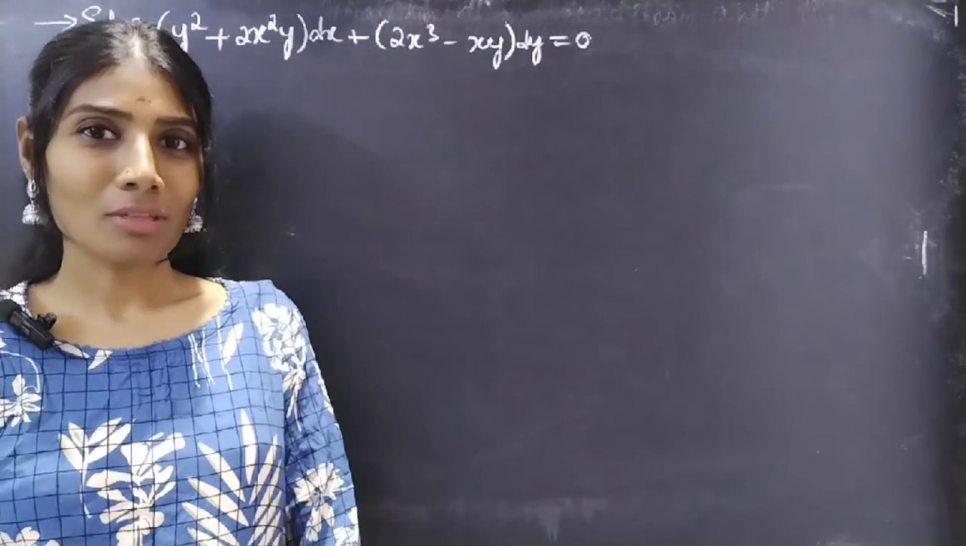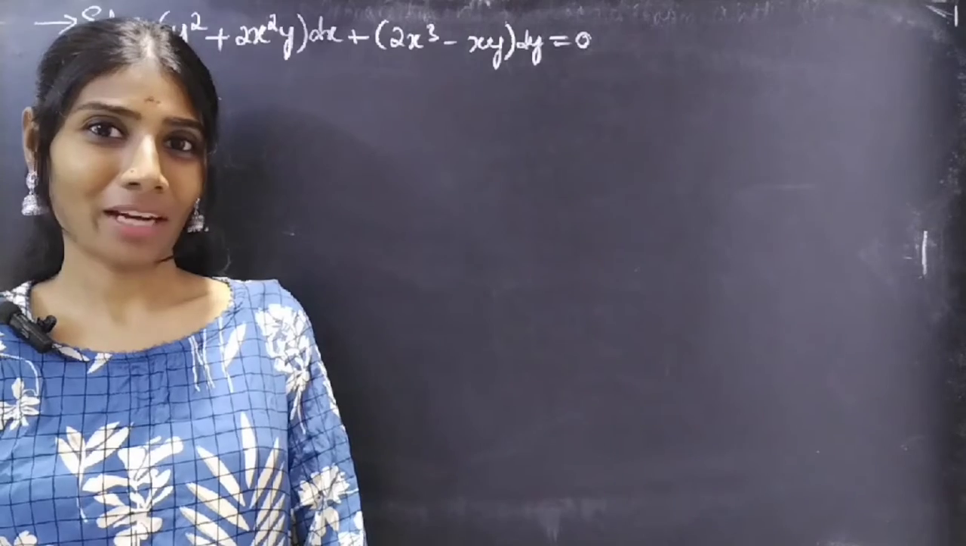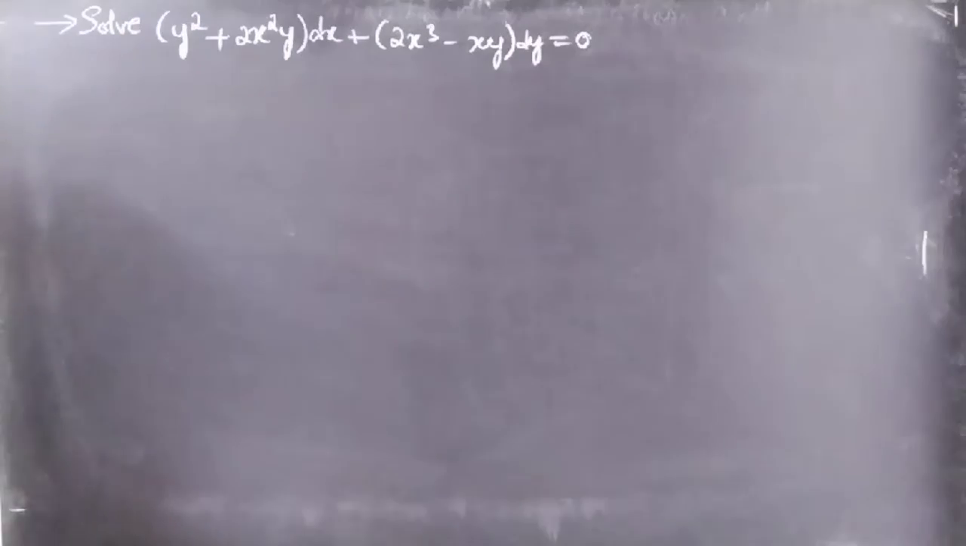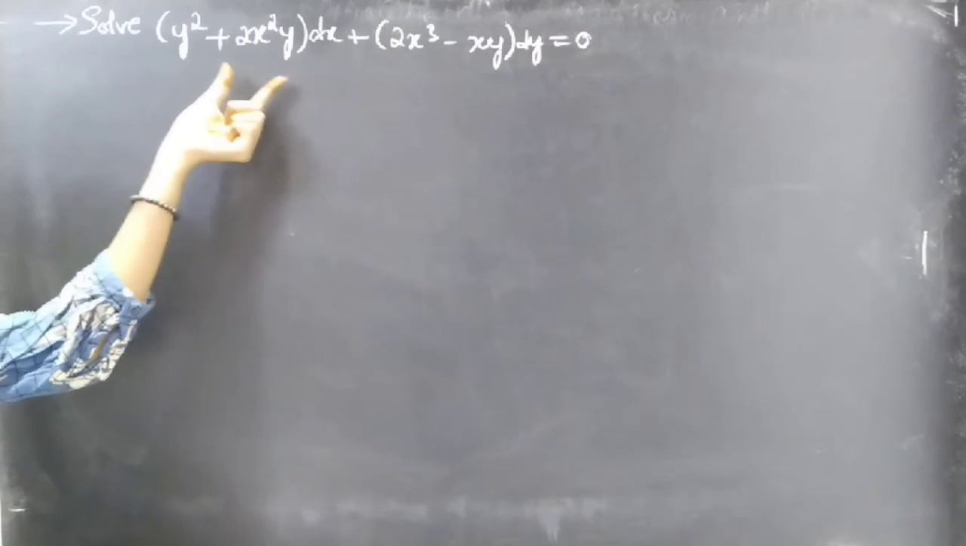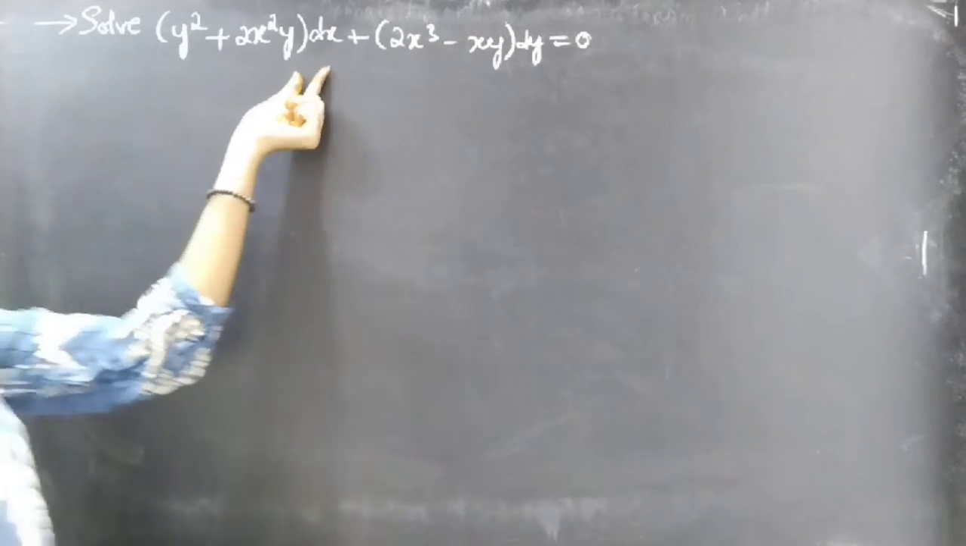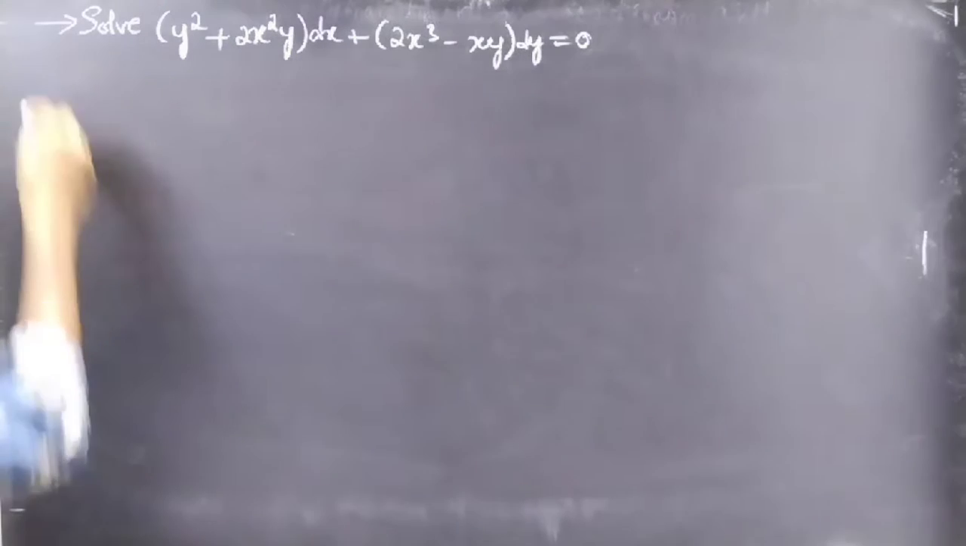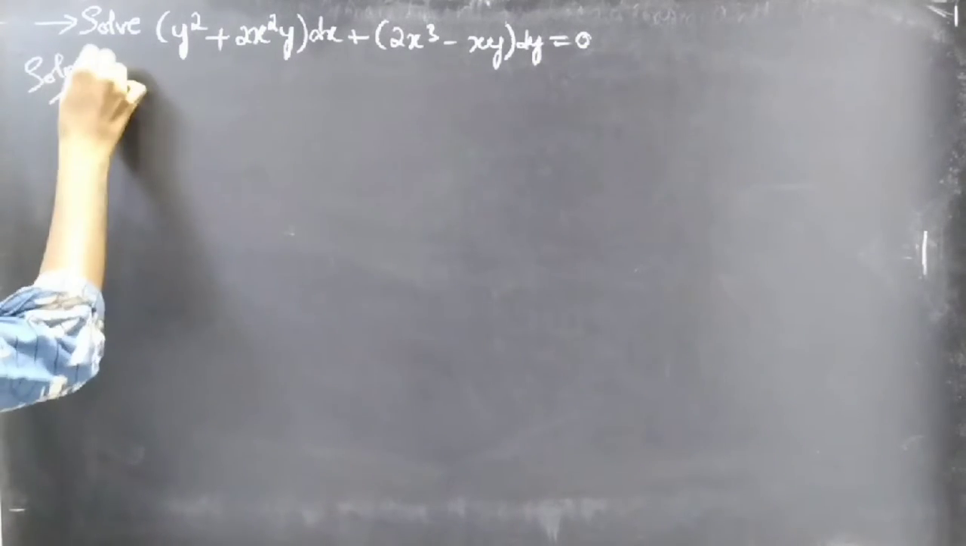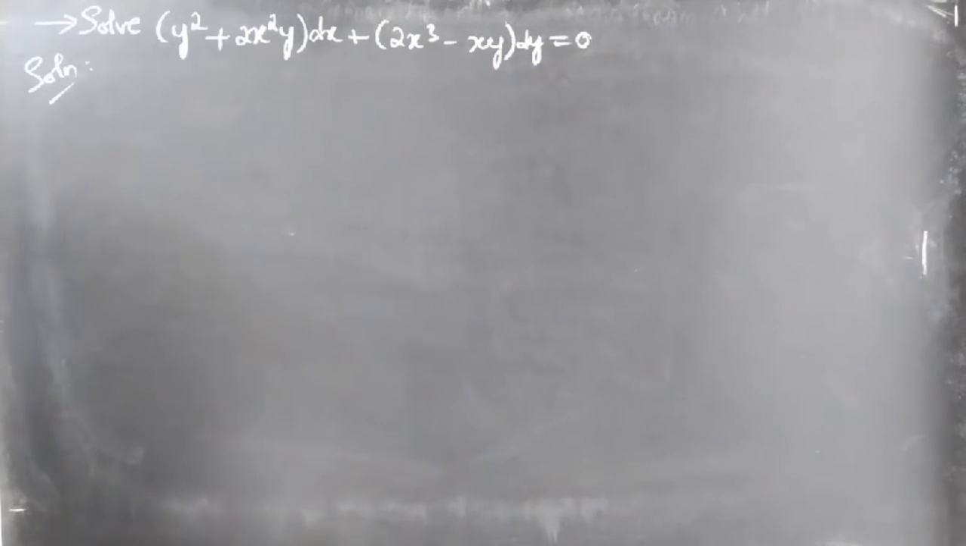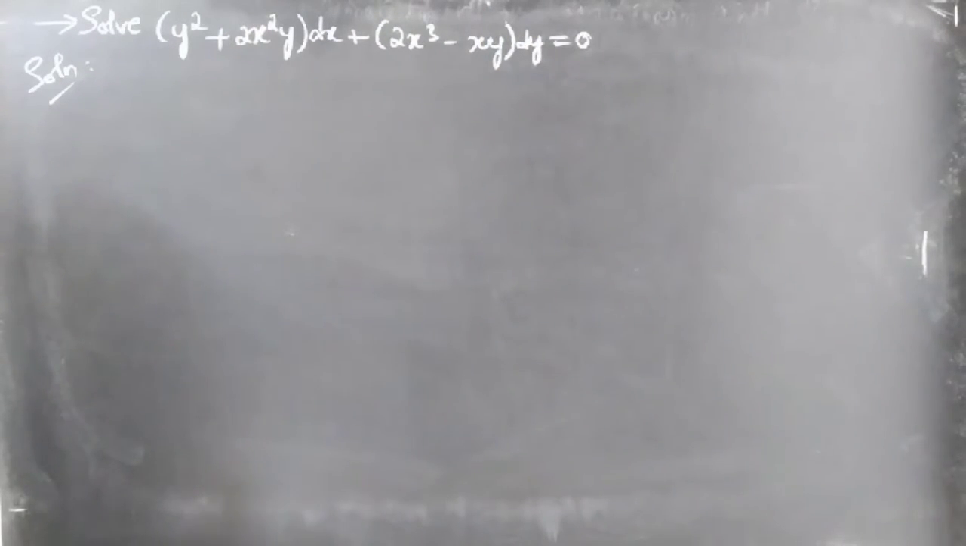In this video, we're going to solve a differential equation using integrating factor. So let's get going. Problem: solve (y² + 2x²y) dx + (2x³ − xy) dy = 0. We have noticed the given differential equation is of the form M dx + N dy = 0, the standard form.